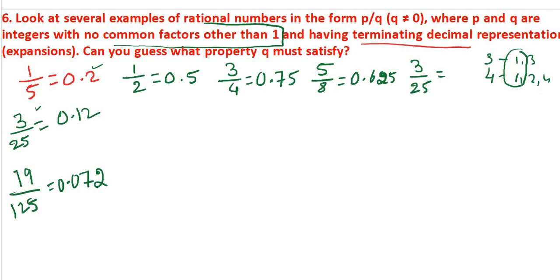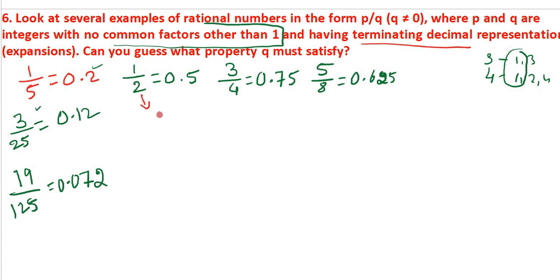So the question is saying, look at several examples of rational numbers in the form of p by q where p and q are integers with no common factors other than 1. We have taken those, and they have terminating decimal expansions. So can you guess what property q must satisfy? Meaning, what common property do the denominators have? We need to check that. Let's start checking from here.